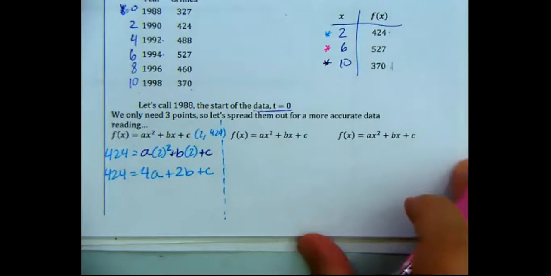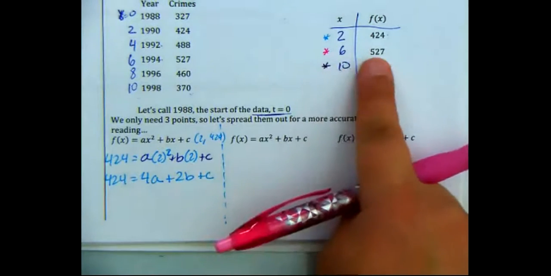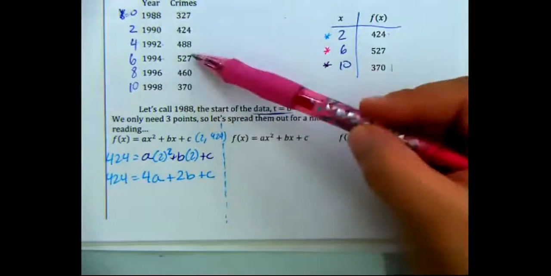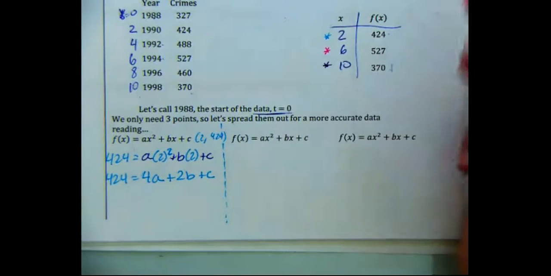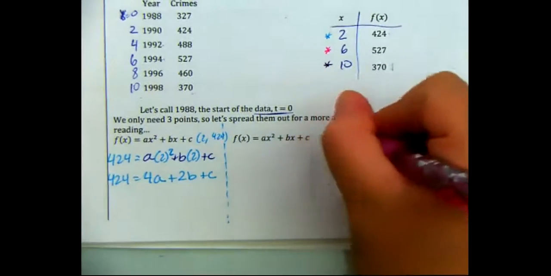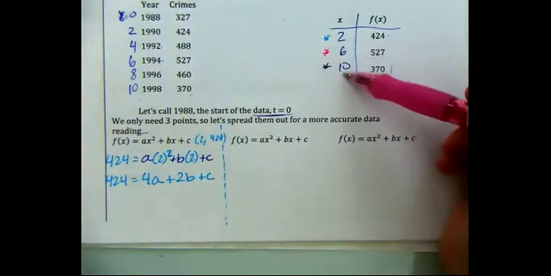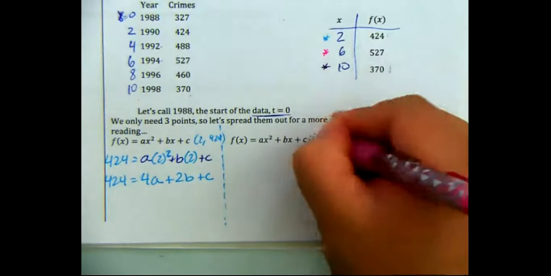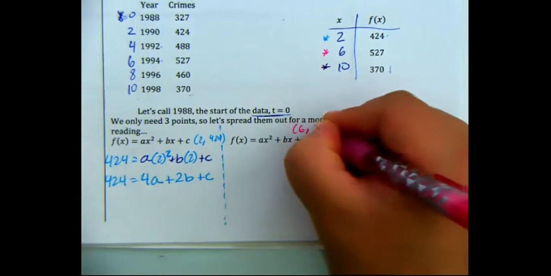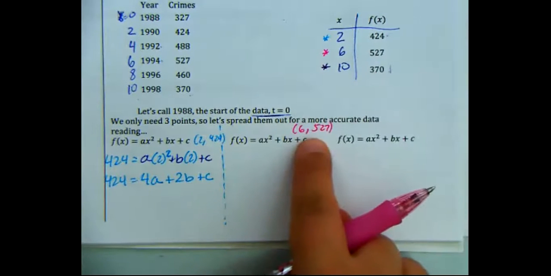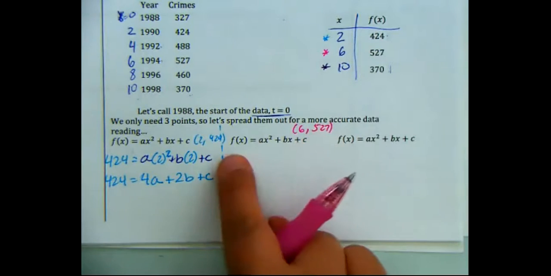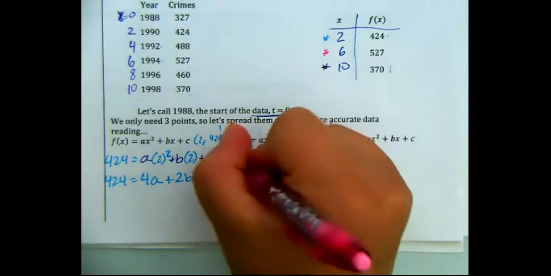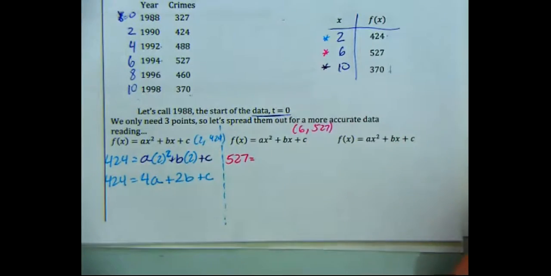Now the second equation is based on my second point, 6 and 527. Okay, I could have used any of these points, any three of them. These are the three that I chose to go with here, because they're nicely spread out. They're like 4 things apart each. So for this one, it's 6 comma 527. Okay, so my y is 527. That's going to go in for f of x, right? Because f of x is y. So I have 527 here.